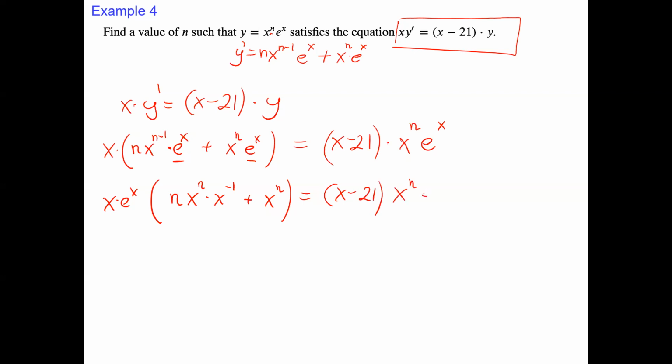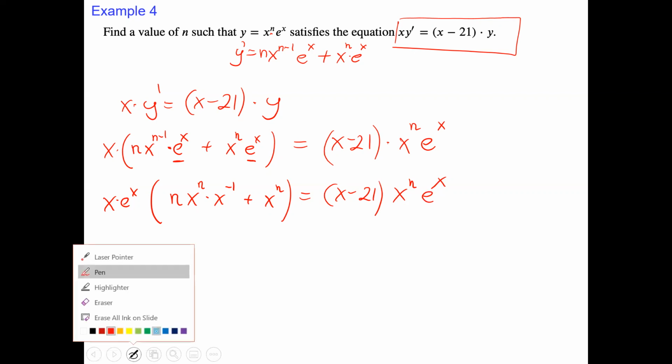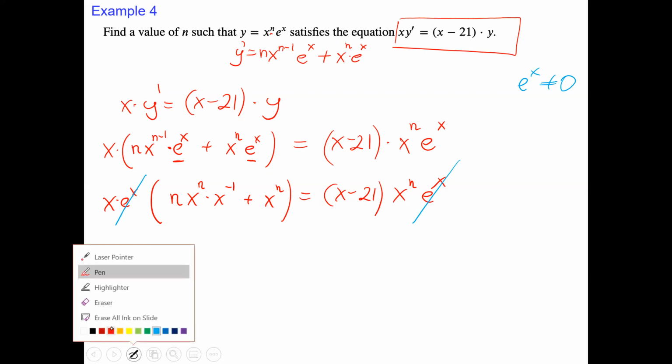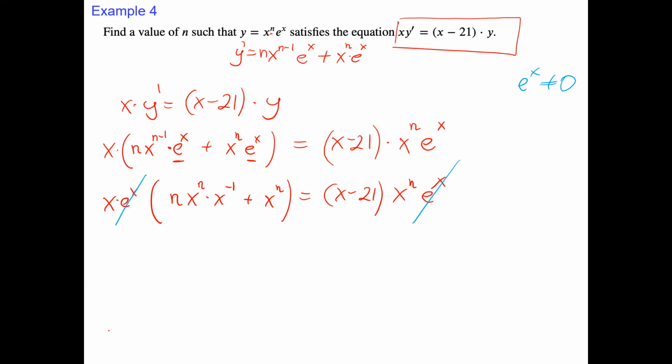X to the power of n e to the x. One thing that we see is e to the x on both sides. We can divide both sides of the equation by e to the x because e to the x is never 0. If we divide both sides of the equation by a number that is different than 0, we're fine.